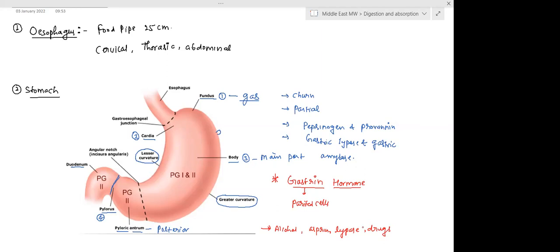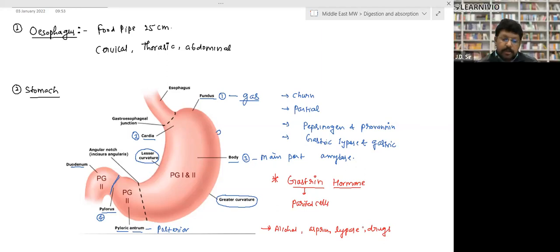Okay, sir. Right. So next, put the heading small intestine. The next part is the small intestine, the anatomy of the small intestine. We are going to discuss the small intestine.